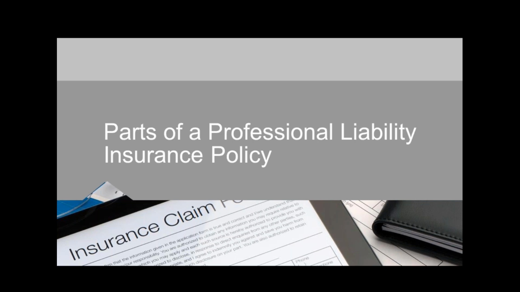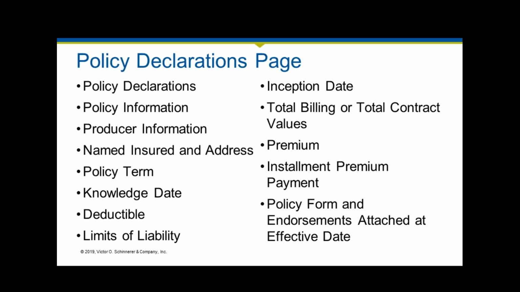The first thing in a policy is the policy declarations page. And the policy declarations page has the basic information about who's insured, how long they're insured for, and some other information. One of the things on the policy declarations page is the policy term. We also list the knowledge date. Kevin, can you talk about what the policy term is on a professional liability policy and why a knowledge date is important?